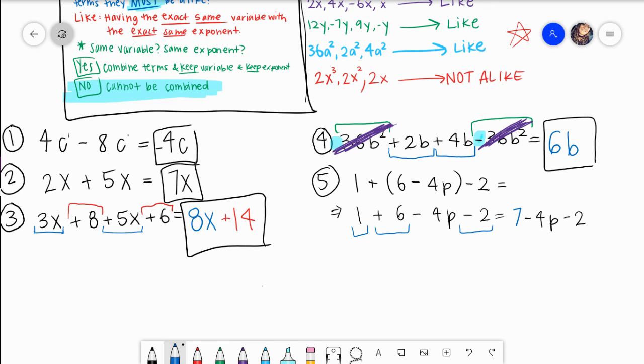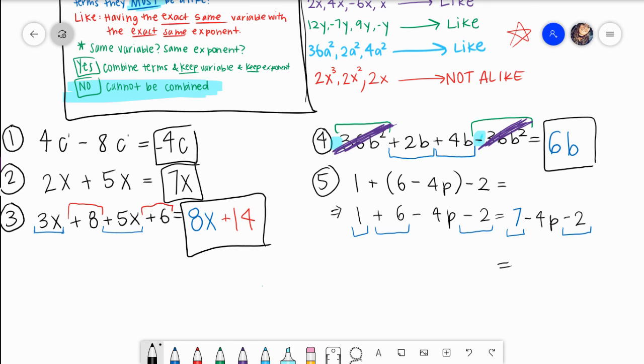Well, I still see that what I have here is a 7 and a negative 2. Those are just regular coefficients. Those are just regular values. They can be combined. And if I do combine them, it's okay to combine them in front of your 4p. You could even put it after your 4p. I'm not sure if the homework would accept it both ways, but I will show you both answers.